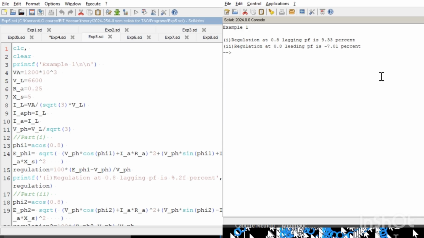So here you can see, in this experiment we will determine the voltage regulation of an alternator.